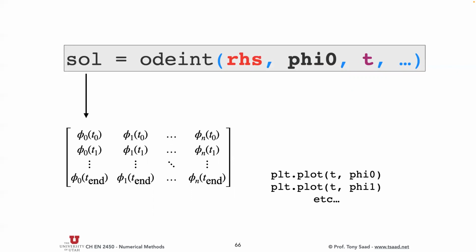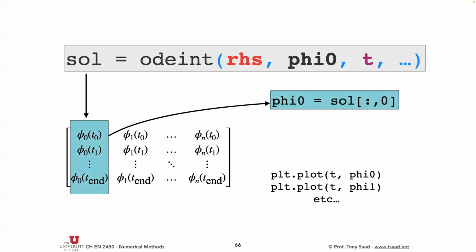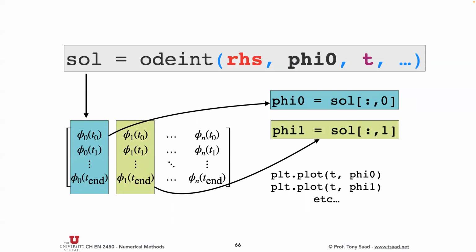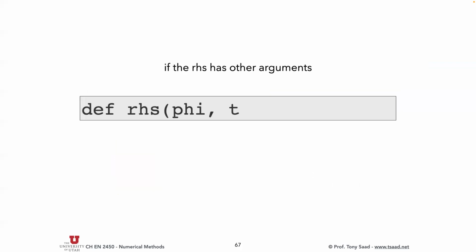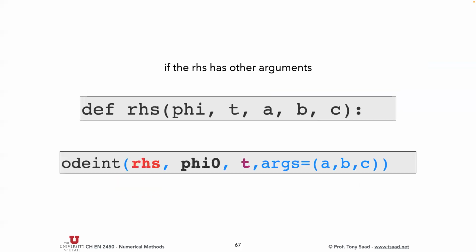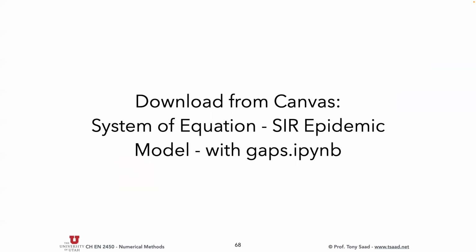To access those, you simply do this. You use the colon. So you take the 0th column, but you take all the rows. You take the first column, but you take all the rows for phi1, and so on. And that's how you plot it. Okay. And also, if the right-hand side has arguments, you do the same thing. So we discussed this earlier. Let's go ahead and solve this problem together. So go ahead and download the system of equations, SIR epidemic model with gaps.